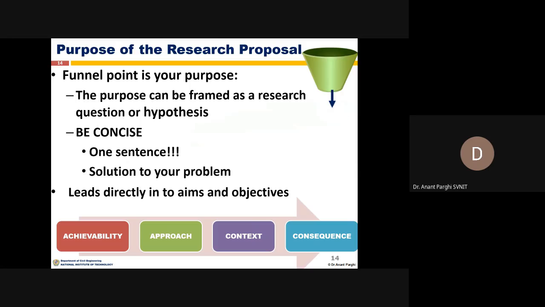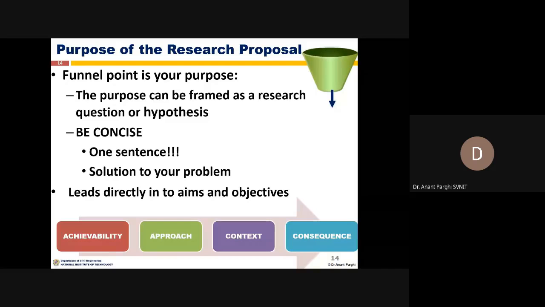So what is the purpose of that research proposal? What we have discussed earlier also: achievability, approach, context, and the consequences, right? So at the funnel point we can see the purpose can be framed as a research question or the hypothesis, right? So our research proposal should be concise, one sentence, right? The sentence should be one line or maybe 1.5 lines. The sentence should not be lengthy, otherwise people will get confused.